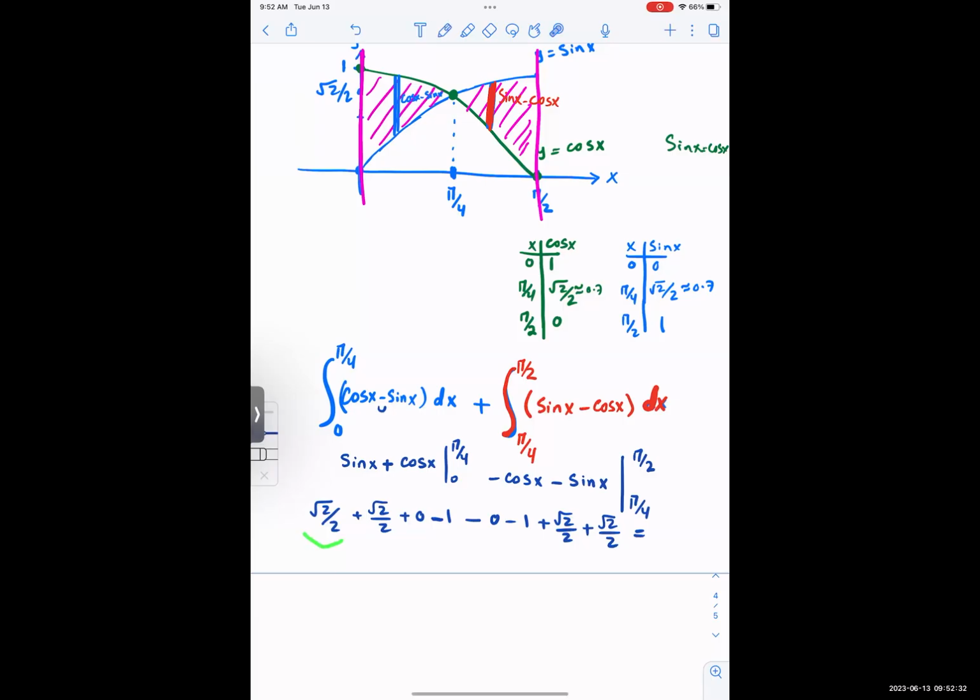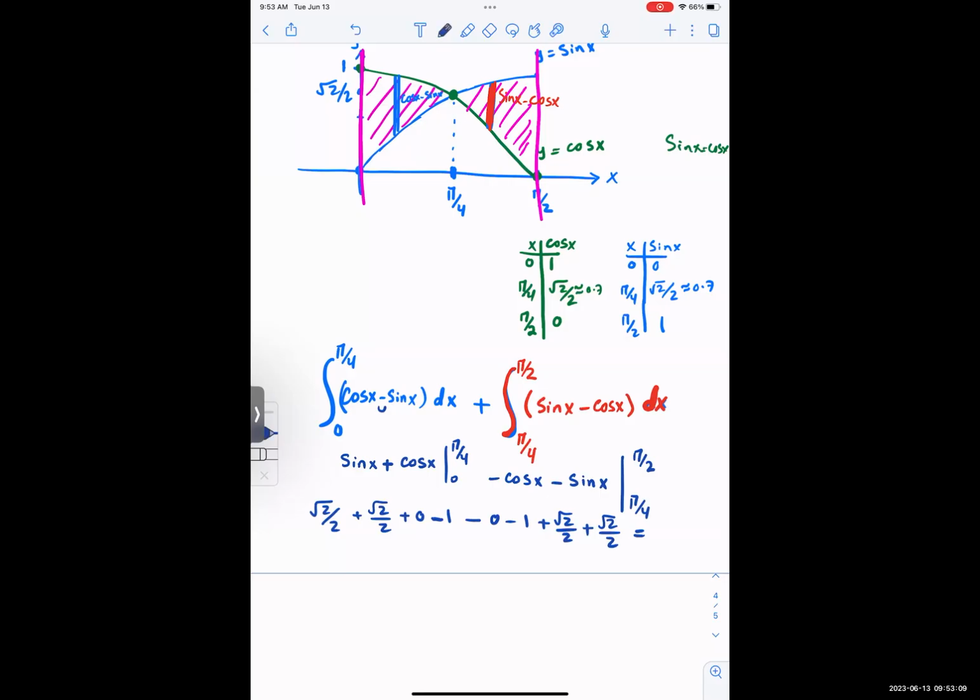So root 2 over 2 plus root 2 over 2 for the upper, minus substituting 0. The first one is 0, but then cosine of 0 is 1. So you said minus the bottom one, minus the lower bound. And then here, putting the top one into x, it's negative 0 and negative 1 minus the bottom one. So minus makes it plus. That's why I have positive here.